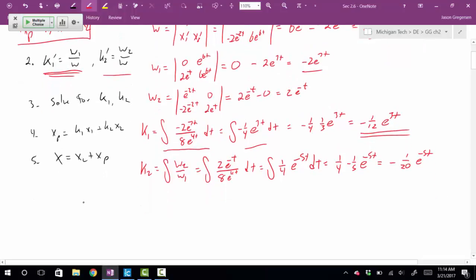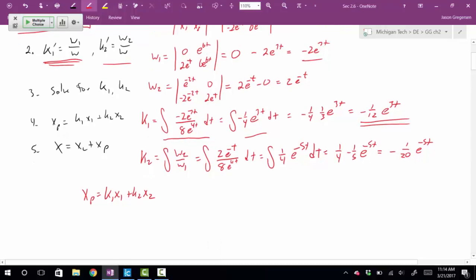All right, then my assumption was that the particular solution was k1 x1 plus k2 x2. The whole idea was I just had to find out what these k's were. Now I've got them. Now I can form the particular solution. It is k1, negative 1/12 e to the 3t, times x1, and x1 was e to the negative 2t, plus k2, so negative 1/20th e to the negative 5t, times x2, which in this case was e to the 6t.